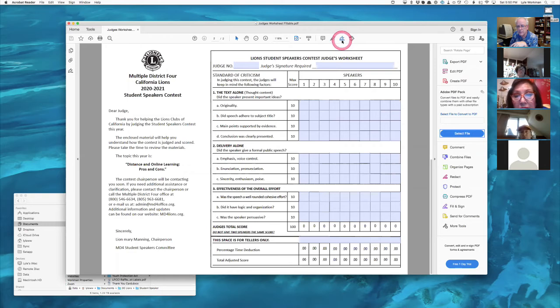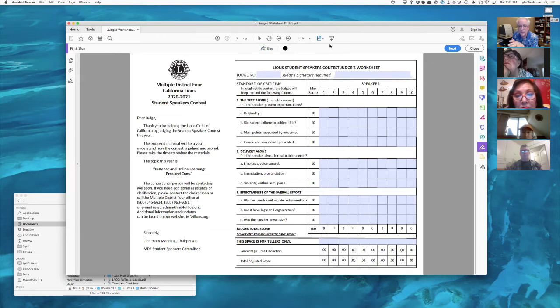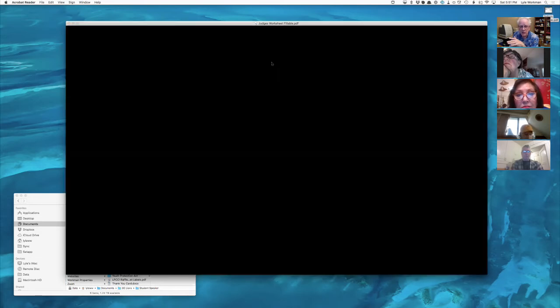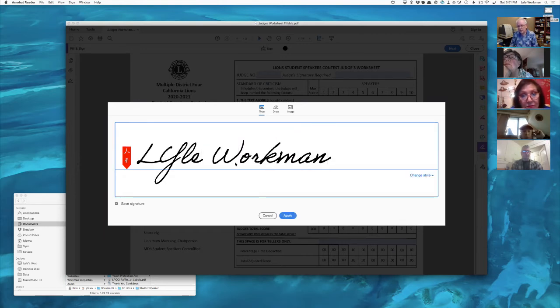Do you see it? Yes. Okay. Let's choose that. This is one of the nice things about Acrobat Reader. Now, right now, there are no signatures set up inside this program, and that's fine. Oh, here we go. I'm going to tell it to add a signature. All right. Now let's say, okay, that's my signature. I just typed my name in, and it's my signature.